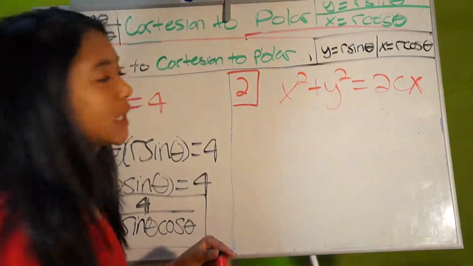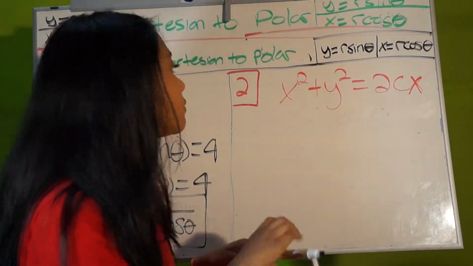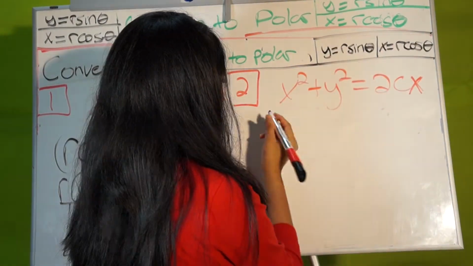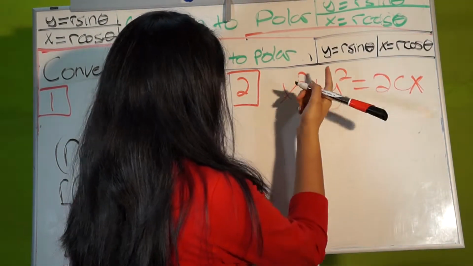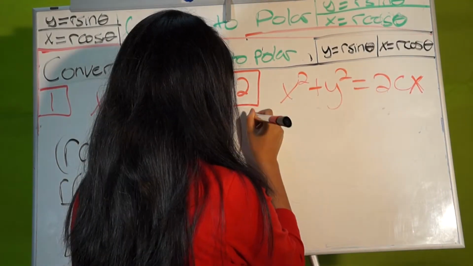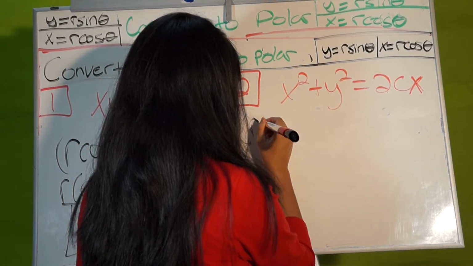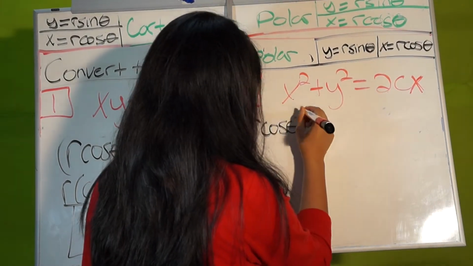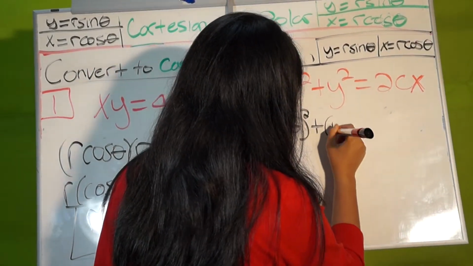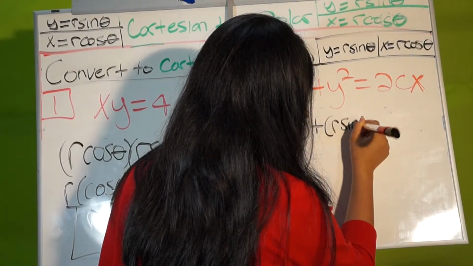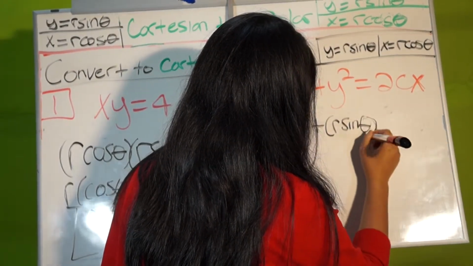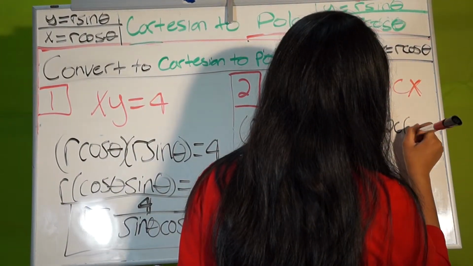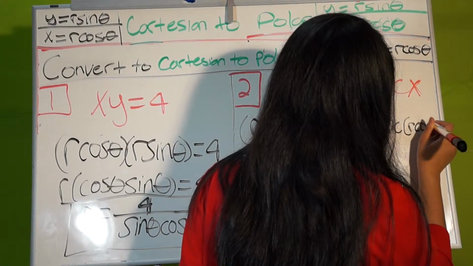Now let's try something a little bit more challenging, which is number 2. So, of course, plug r cosine theta into this x here, and r sine theta into y. So you'll have r cosine theta squared plus r sine theta squared equals 2c r cosine theta.